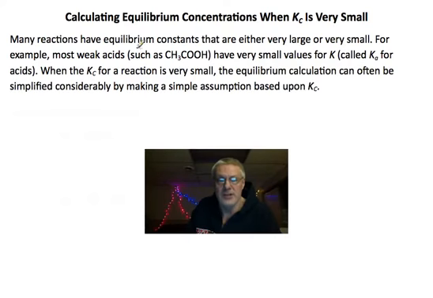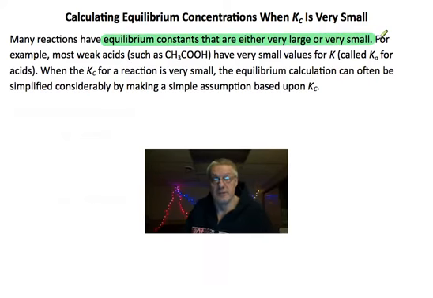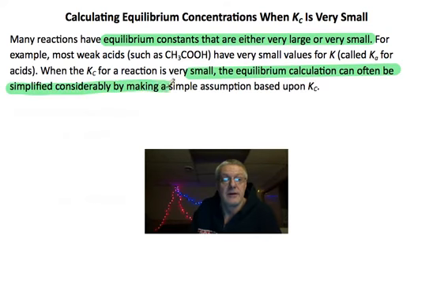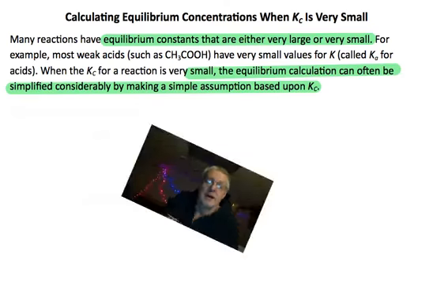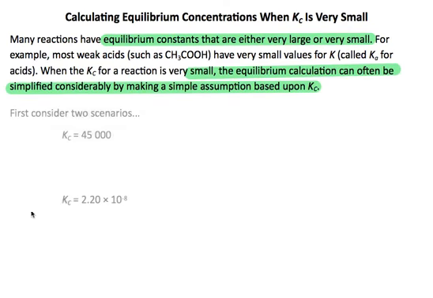So as you can see, a lot of equilibrium constants are very large or very small. In fact, when we go a bit further, when we get into acids and bases and solubility products, most of the equilibrium constants are very small. And so when Kc is small, the equilibrium calculation is often simplified by making an assumption based on that value of Kc. And that assumption, as I said, uses the fact that it's so small. So let's look at a couple examples, large or small.